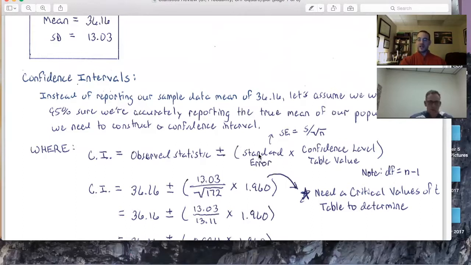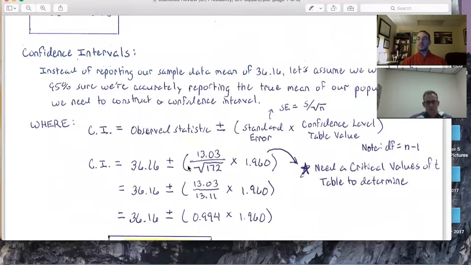A standard error, which is nothing more than the standard deviation divided by the square root of n. And then we're going to multiply that standard error by some sort of confidence level table value. So we're going to need to know how to use a critical values of t table, and we'll get to that in just a moment.